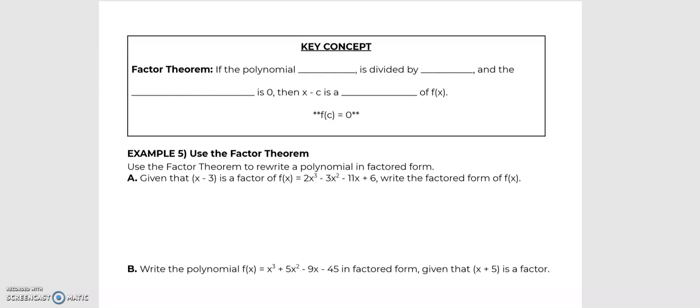Everyone, this video is just about the factor theorem, and this is from section 2.4 of our PreCalc books. We're going to define it here and then we're going to look at some examples.